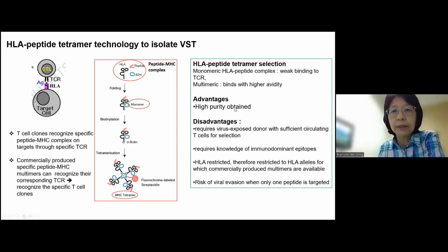So the VST obtained this way is pure, but the disadvantage is that it is based on MHC restriction, and commercial multimers are only available for the common HLA alleles, which therefore is not applicable for everyone. And also there is a potential for viral evasion because only one specific viral epitope is targeted.